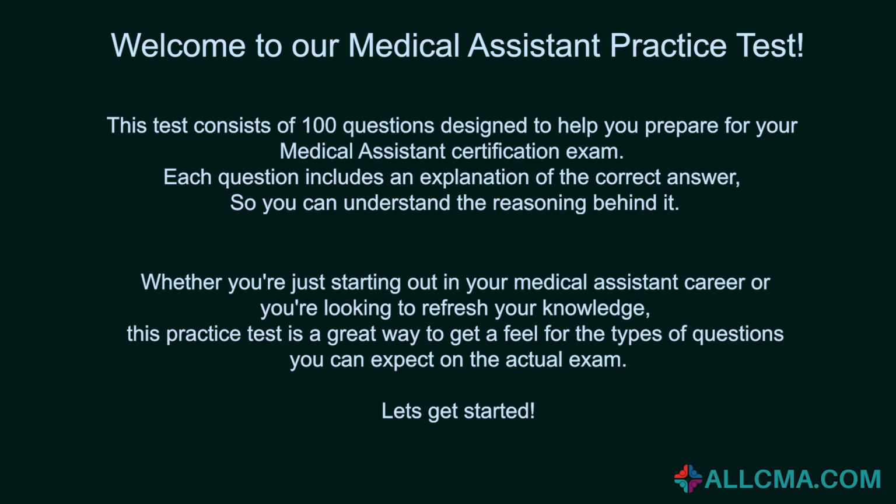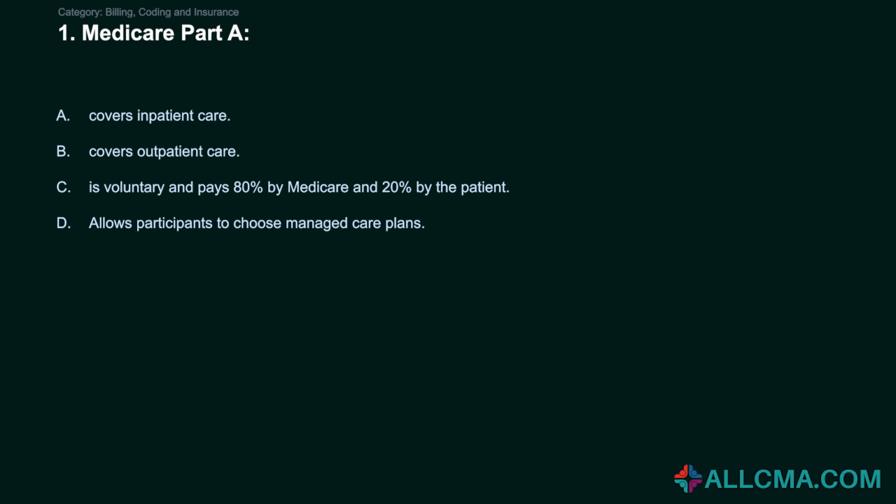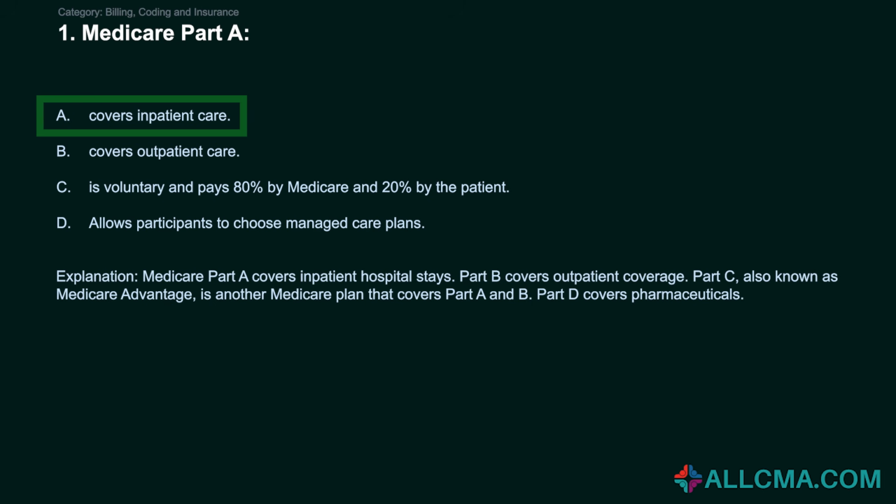Let's get started. 1. Medicare Part A. A. Covers inpatient care. B. Covers outpatient care. C. Is voluntary and pays 80% by Medicare and 20% by the patient. D. Allows participants to choose managed care plans. Correct answer: covers inpatient care. Medicare Part A covers inpatient hospital stays. Part B covers outpatient coverage. Part C, also known as Medicare Advantage, is another Medicare plan that covers Part A and B. Part D covers pharmaceuticals.